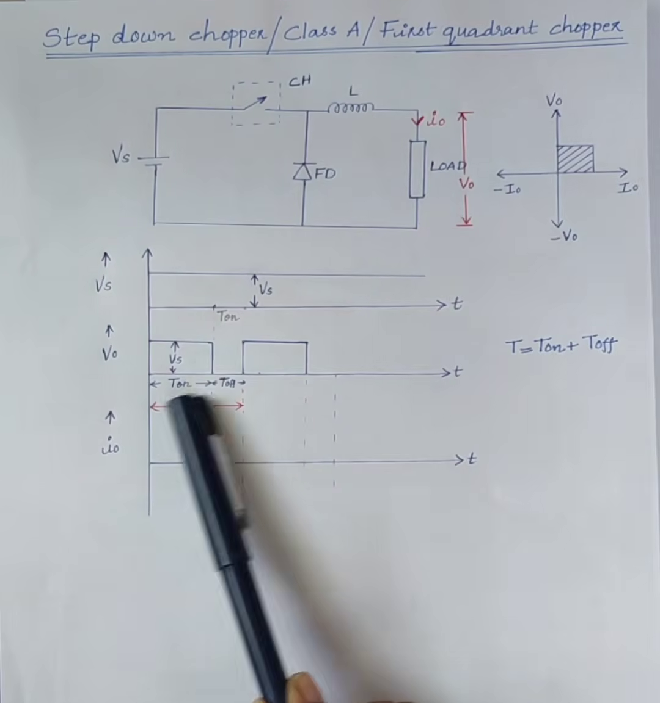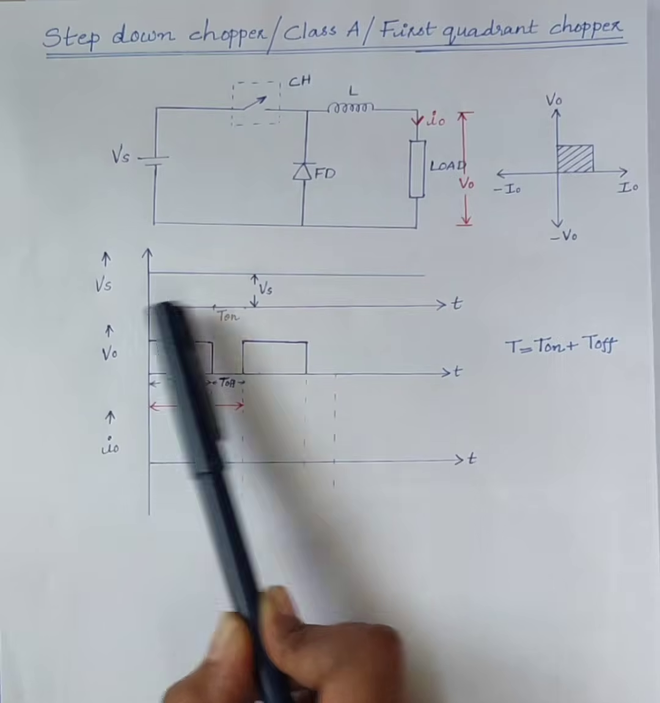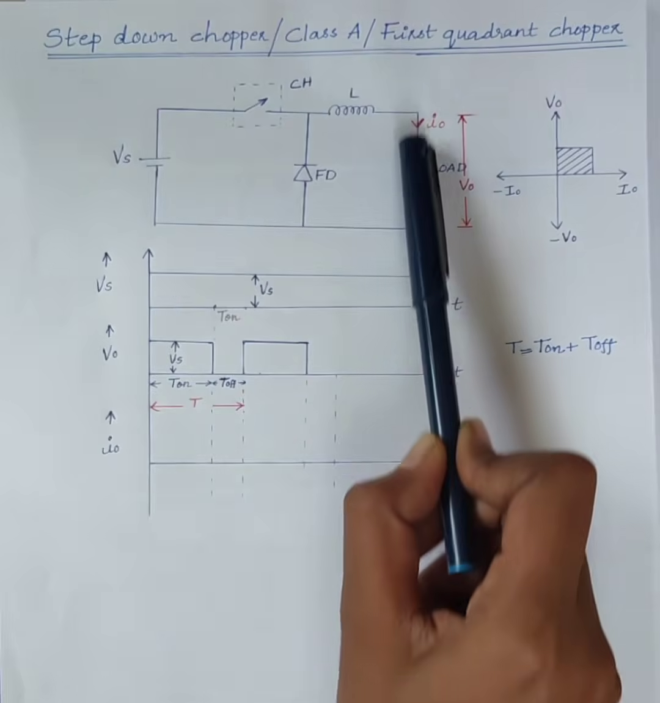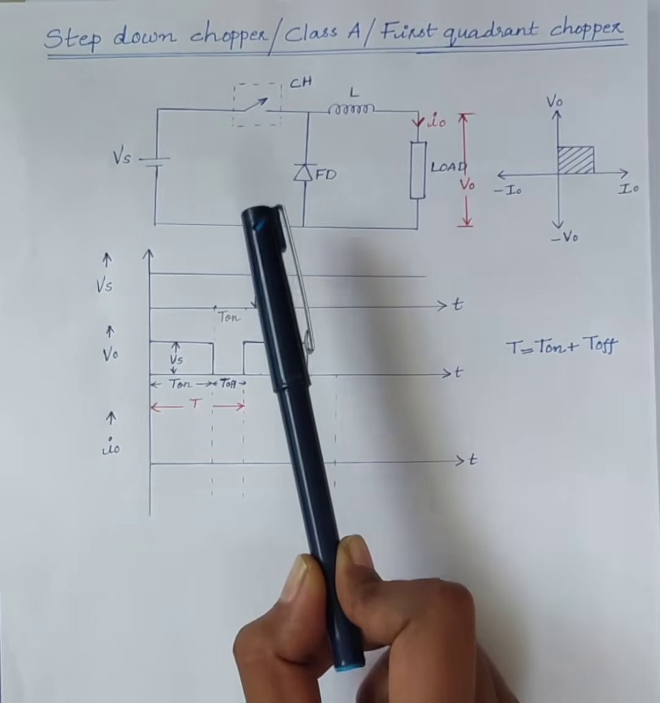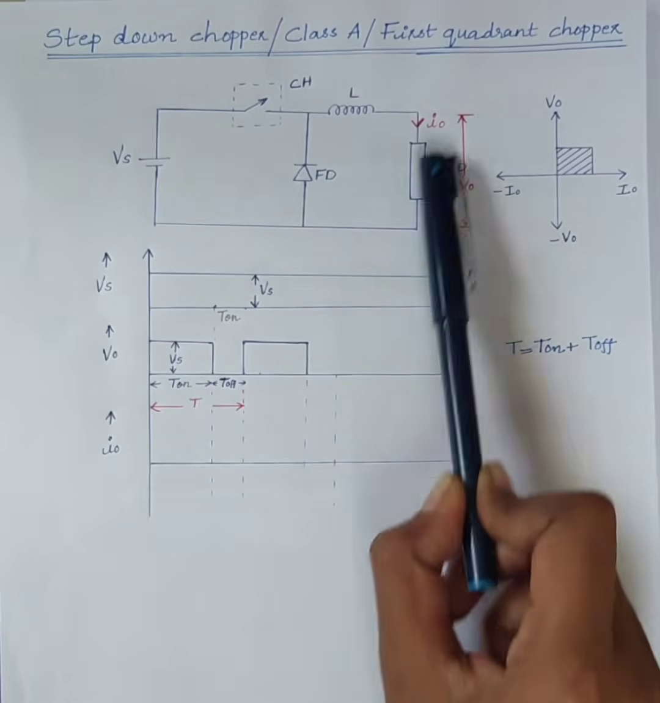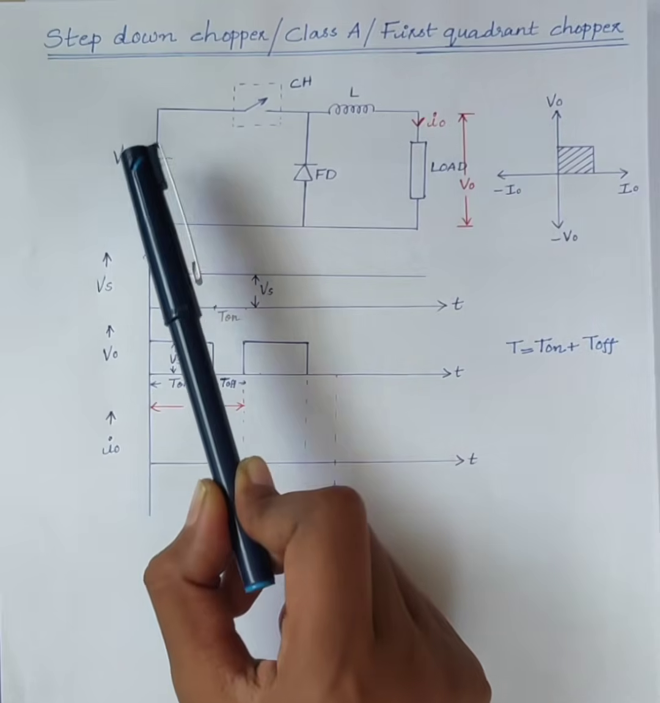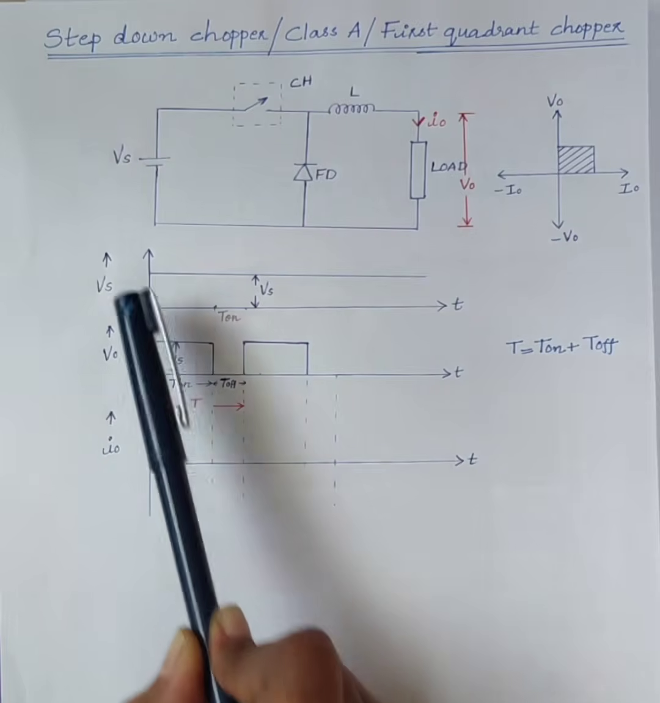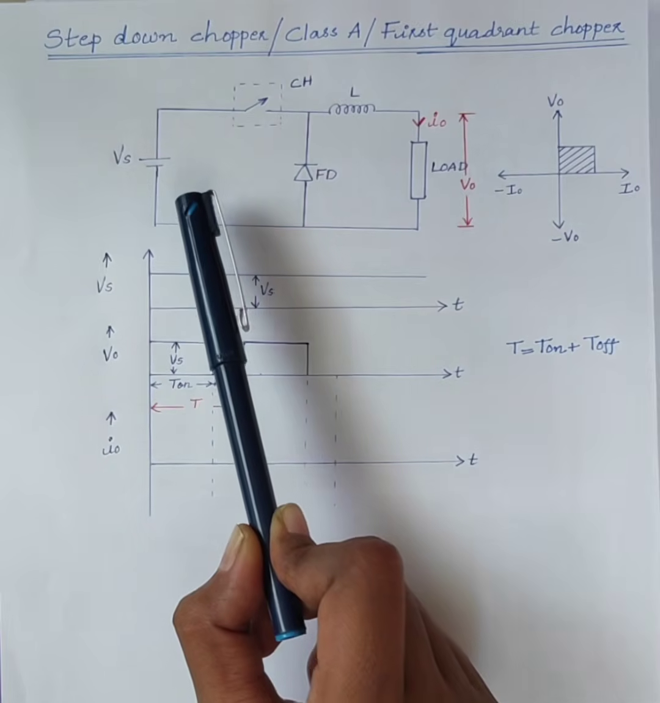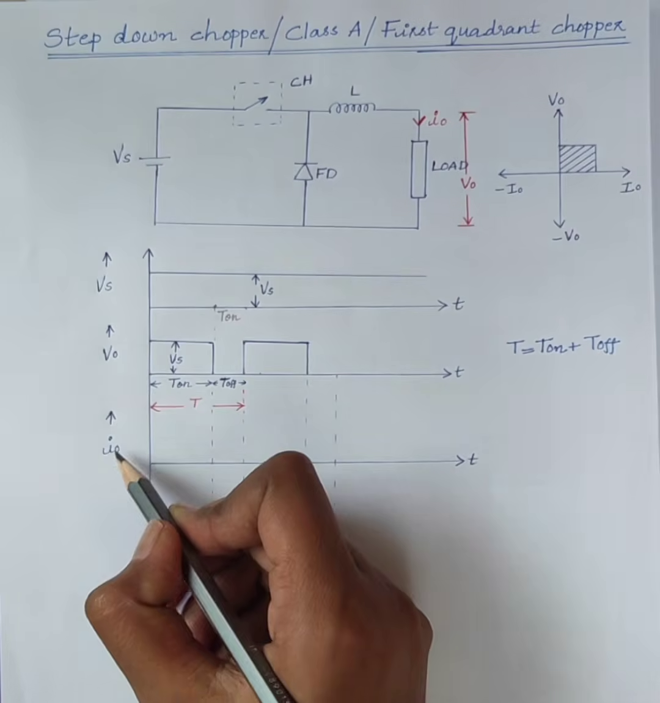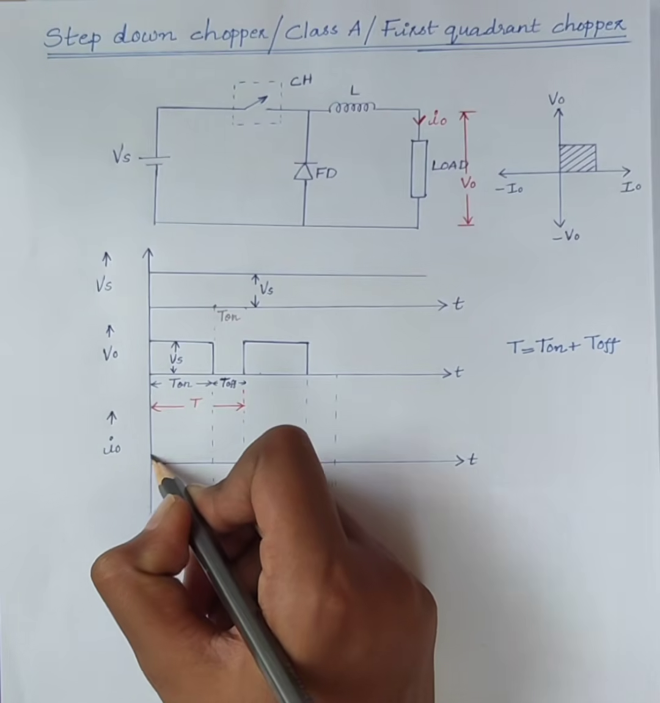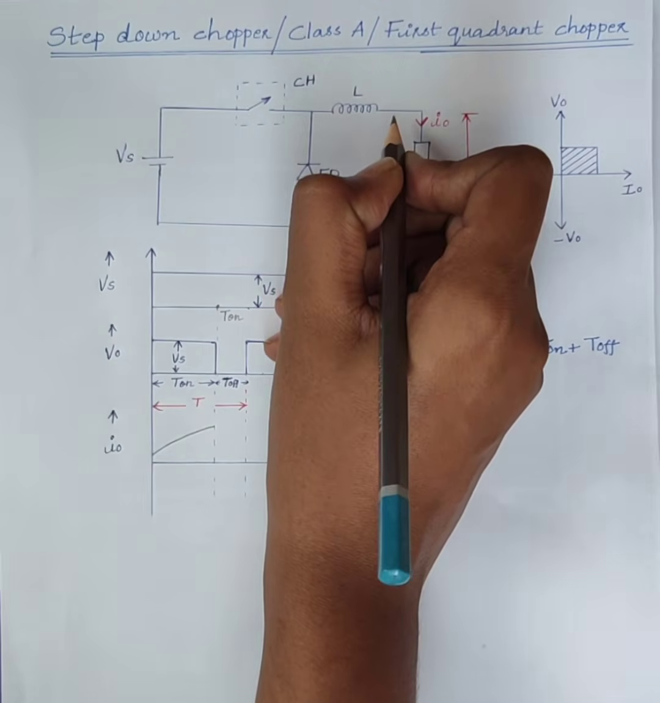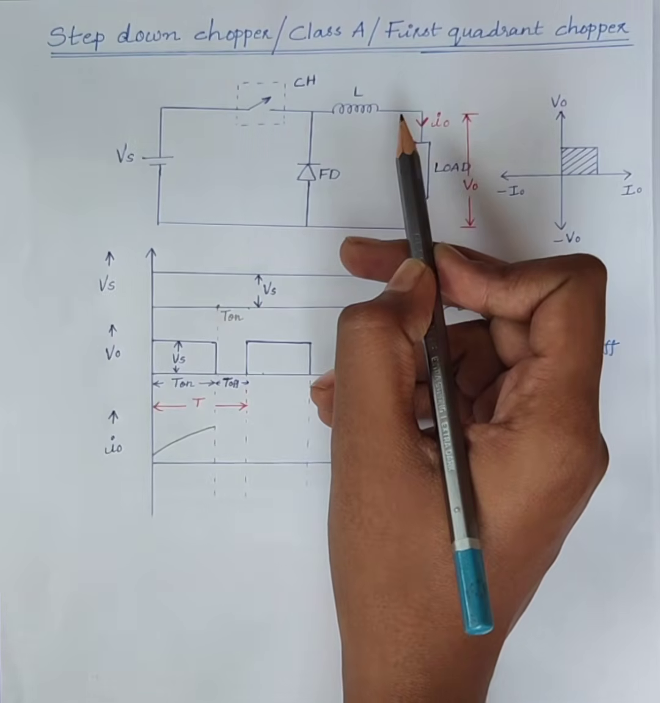During the period T on, that is in this interval, chopper is in the on state and current flows through the load. So when the chopper is on, the output voltage V0 is equal to Vs. During this interval, output voltage V0 is equal to the supply voltage Vs and the output current I0 increases gradually. The inductor L stores energy during this interval.